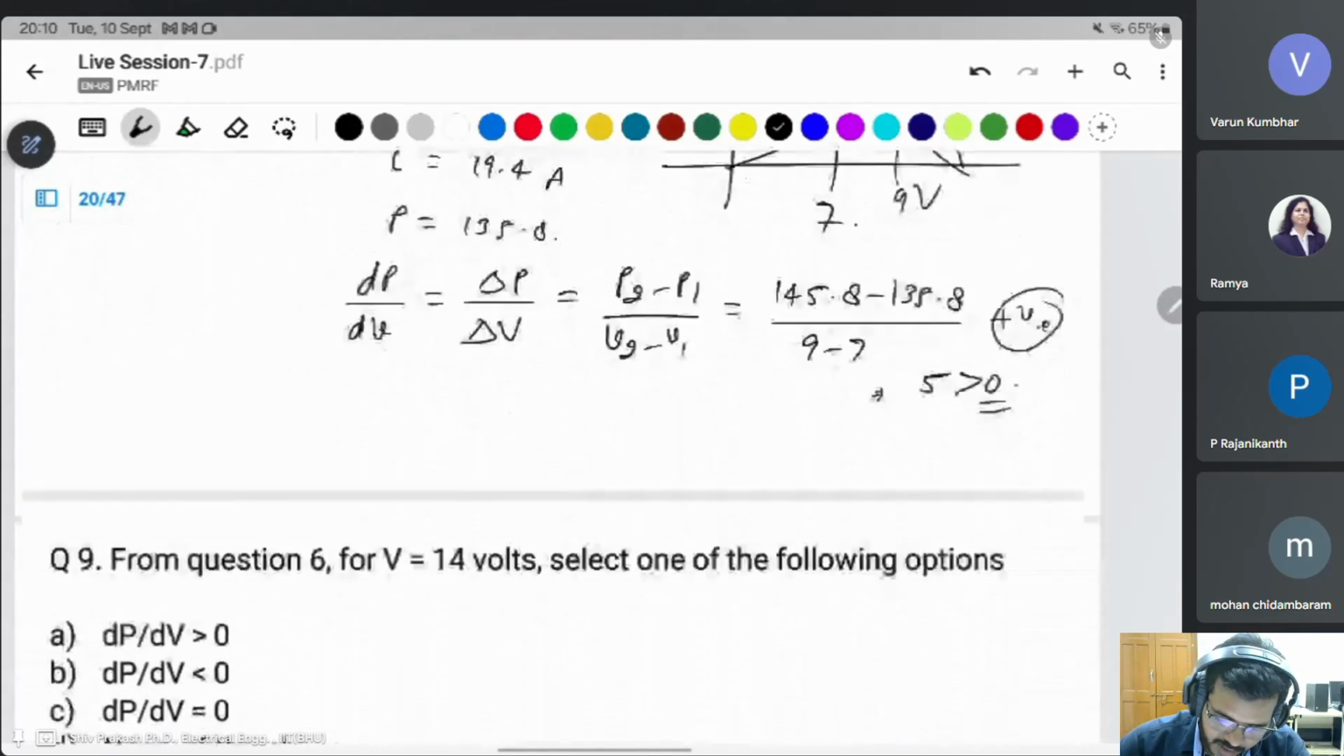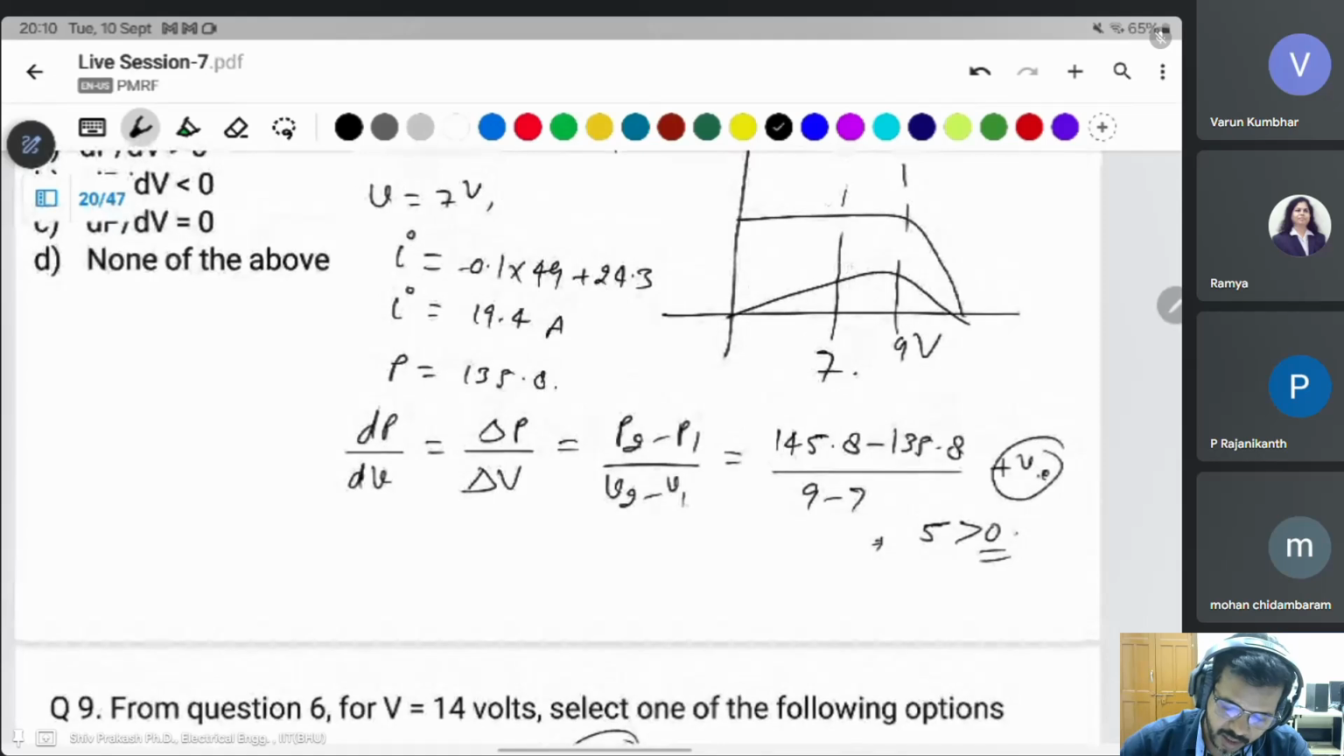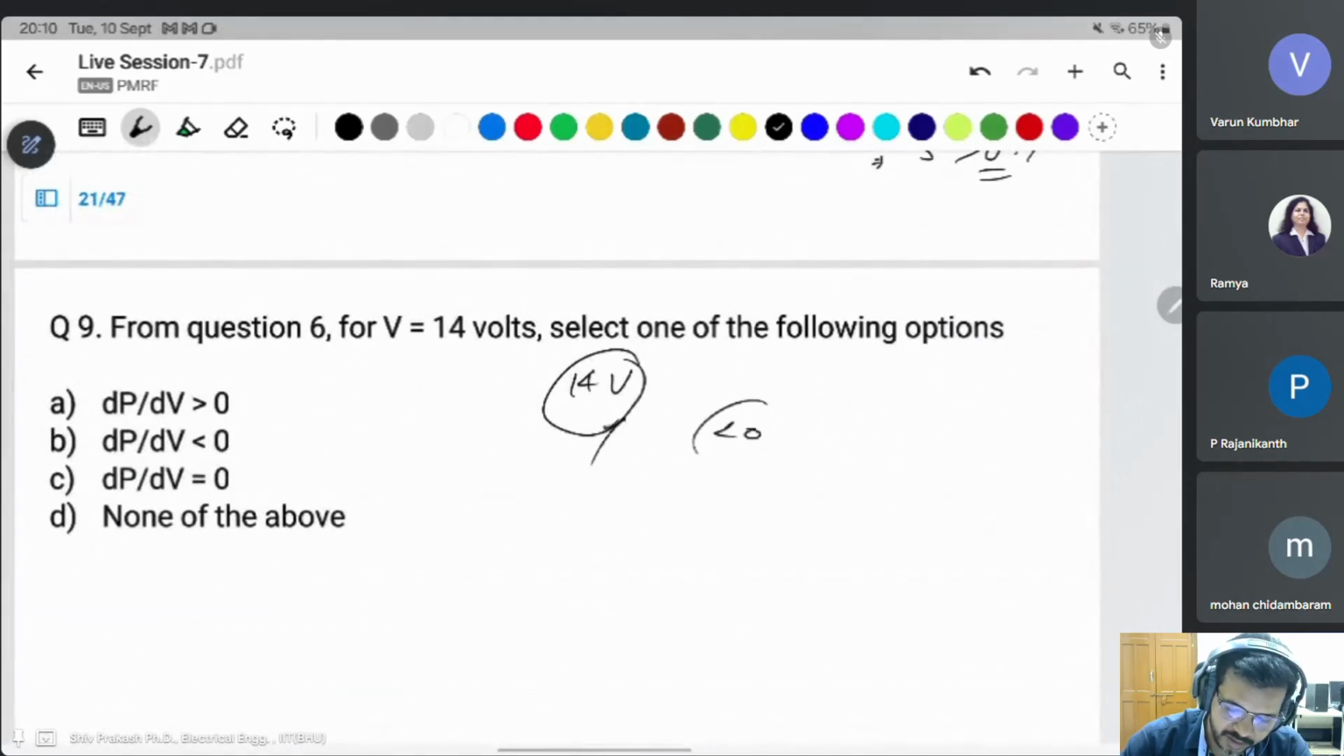Same thing if the voltage is more than 9 volt, say 14 volt. Then take the same thing and calculate P2 minus P1. I think what is written here is wrong. But if both are negative, the negatives cancel out and the final result is positive only. So P2 is here, so we can interchange. Same thing applies here, it will be negative, I think, for 17 volt.